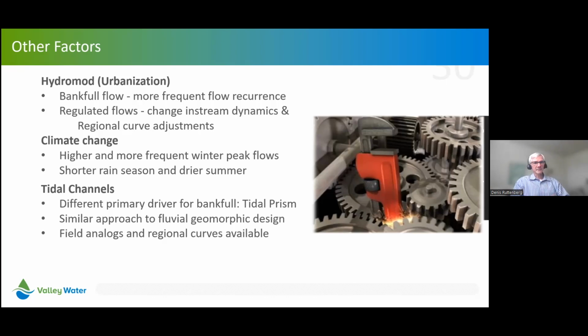On a side note, tidal channels are a different animal altogether, but there's a lot of relationships that were done by Phil Williams and other folks, I think Jeff Haltiner, a lot of local and great scientists. You can apply the same approach to the design of a tidal channel, but instead of using discharge, the driver for that is tidal prism. And there's a lot of equilibrium relationships for a dynamically stable channel based on tidal prism.